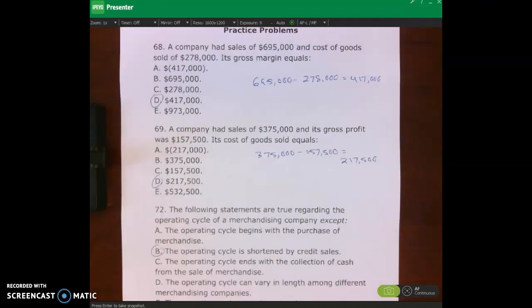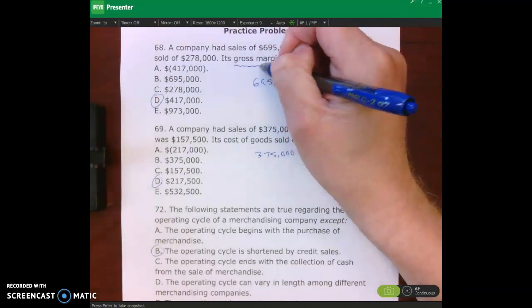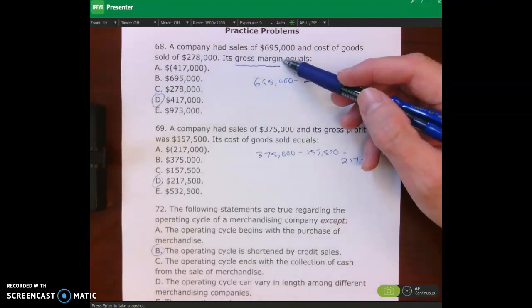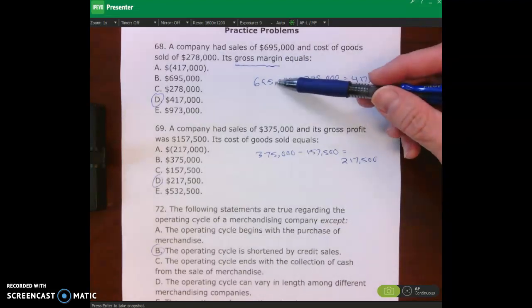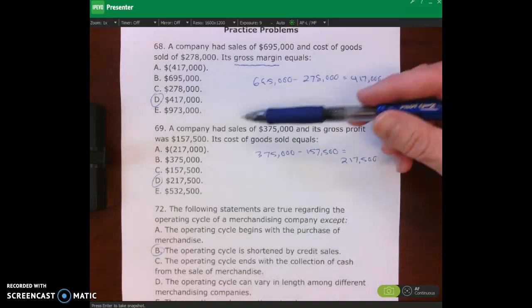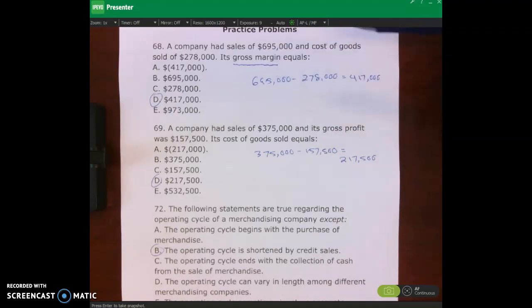Thanks. Hello and welcome back. So the first one, number 68, says a company had sales of $695 and cost of goods sold of $278. What's their gross margin? Now, I should have pointed out in the first lecture video that gross margin is another name for gross profit. So maybe you figured that out, maybe you Googled that. I apologize, but that's the same thing. It's just gross profit, which is sales minus cost of goods sold. $417 is the right answer. Okay? So gross profit, same thing as gross margin.